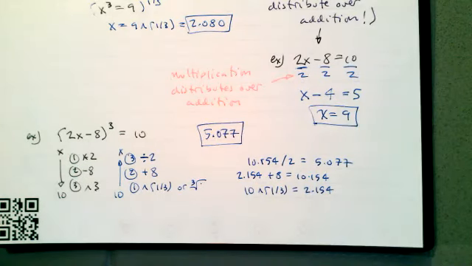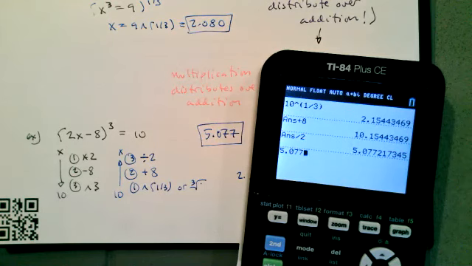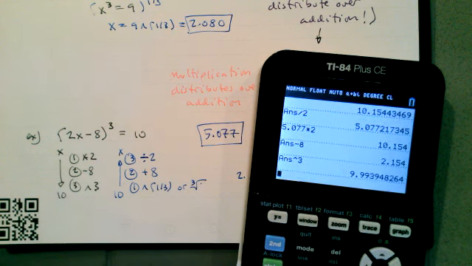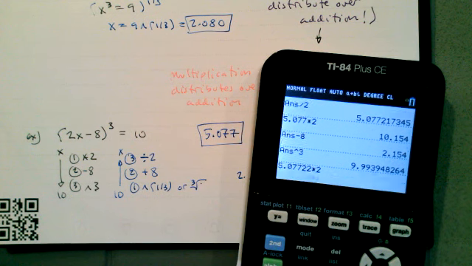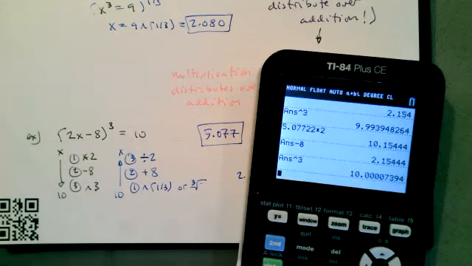Oh, I forgot. We can still check our answers. I forgot to check my solutions. I just take the 5.077. I know that this has been rounded off, so I'm not going to get exactly 10, but let's perform these operations. We're going to multiply by 2, and then we're going to subtract 8, and then we'll raise to the 3rd power, and we end up back at 10, or close to 10. More digits through the same function will get us even closer to 10.